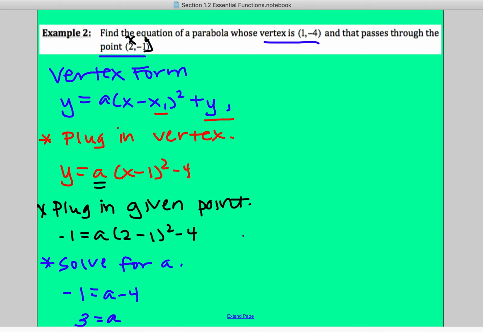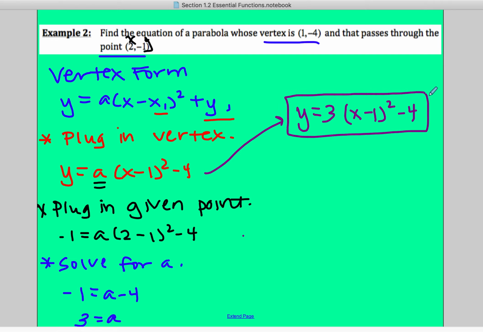And then our final step is to write the equation. Our equation in vertex form would be y equals our a value, 3, times, in parentheses, the one with the vertex, x minus 1 squared, minus 4. Here is my quadratic in vertex form, and you can leave it in vertex form.